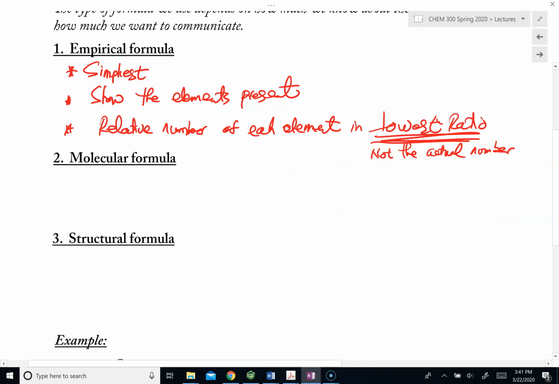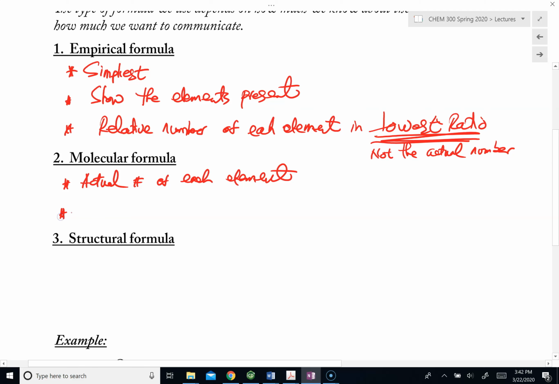And second, the molecular formula. The molecular formula conveys every type of information that the empirical formula shows, but in addition, extra information, in which the molecular formula shows us the actual number of each atom, not just the ratio, but the actual number of each element in a substance.